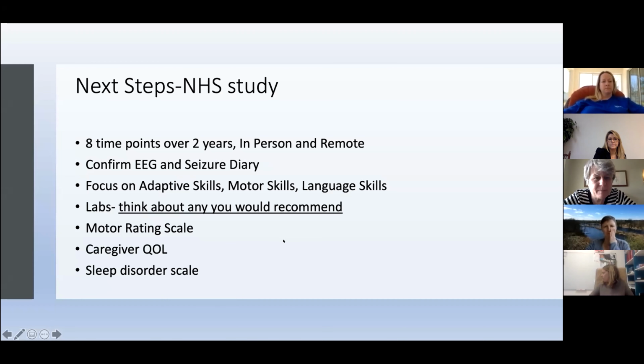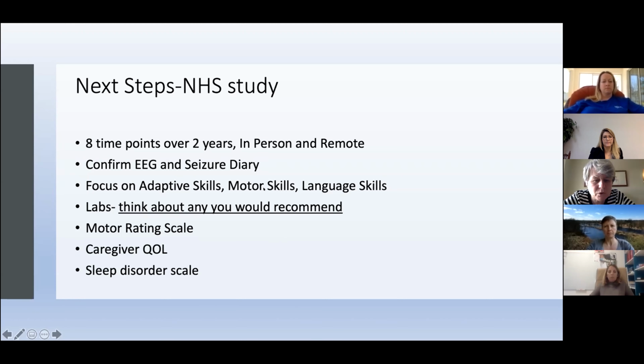The next step that we've been working on developing is a natural history study. After much back and forth and thought, we're going to do 8 time points over 2 years. It's going to be a combination of in-person and remote. We're going to confirm the EEG data that I've collected and the seizure diary. We're going to focus, though, on adaptive skills, motor skills, and language skills.